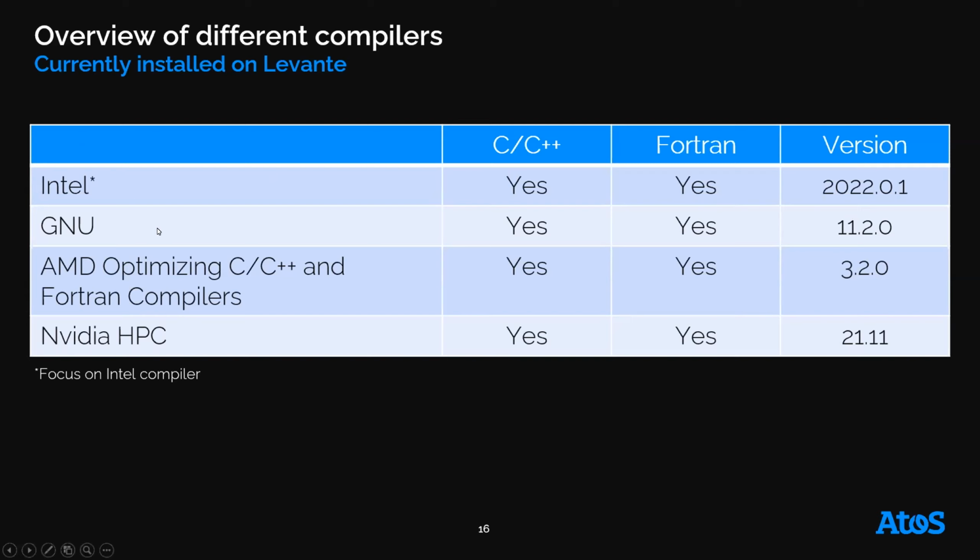There's the GNU compilers, which support all the languages and also support the Milan CPU, version 11.2. There's AMD optimizing compilers, which is basically also LLVM, but optimized by AMD. And there is the NVIDIA HPC compiler, which is especially useful if you plan to use the NVIDIA GPUs. I will mostly focus on the Intel compilers in the next slides.